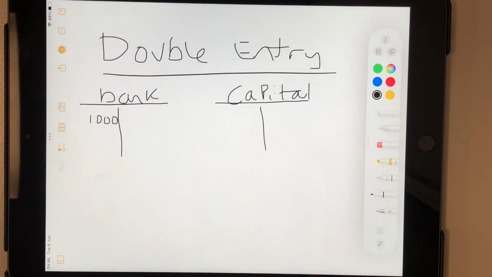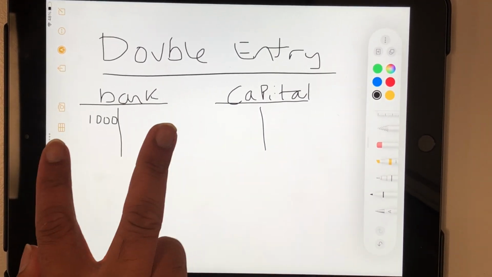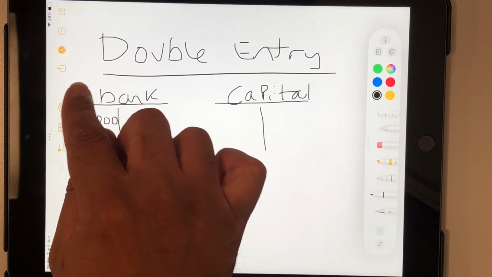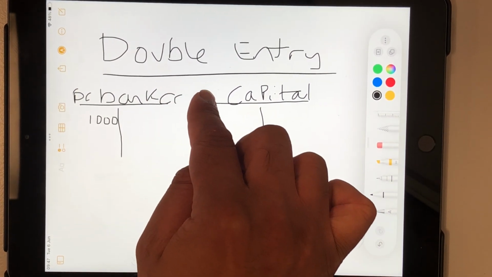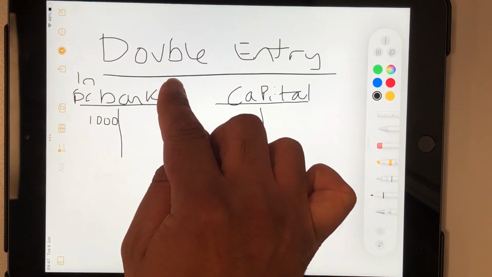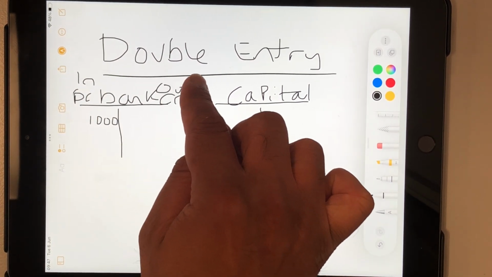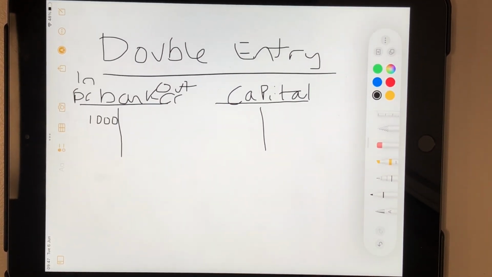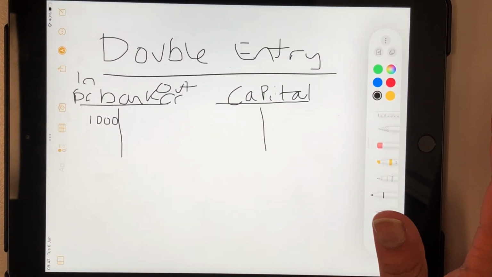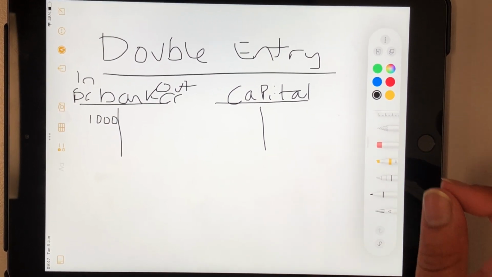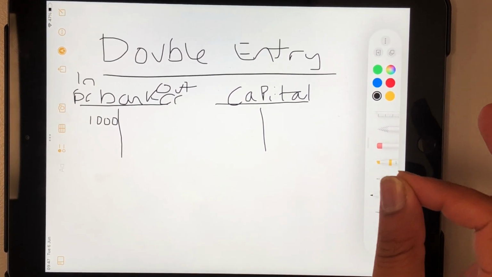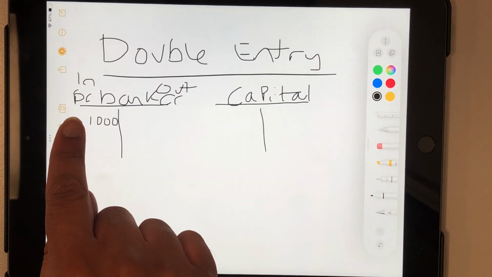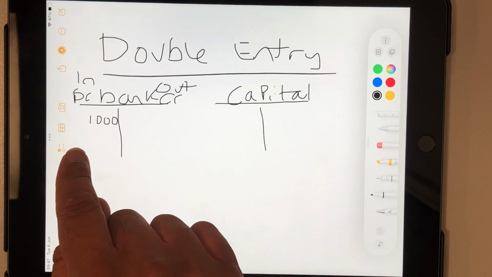Now, when you have the bank account, you have two sides to a T account. This is called the debit side, and this is called the credit side. Think of this as money going in and money going out. You can only use the logic of in and out for the bank account. You can't use it for the other accounts. It's not always going to make sense. But all I want you to do is think about, for every transaction, there has to be a debit and a credit entry somewhere else.